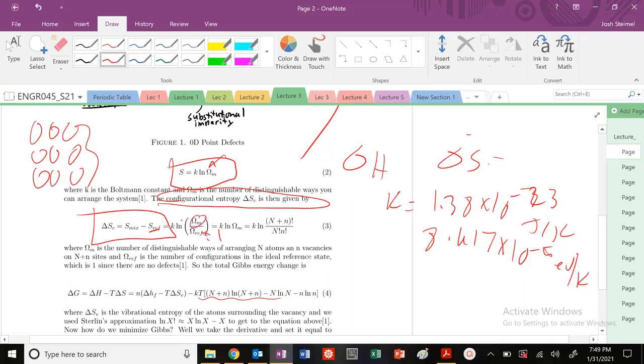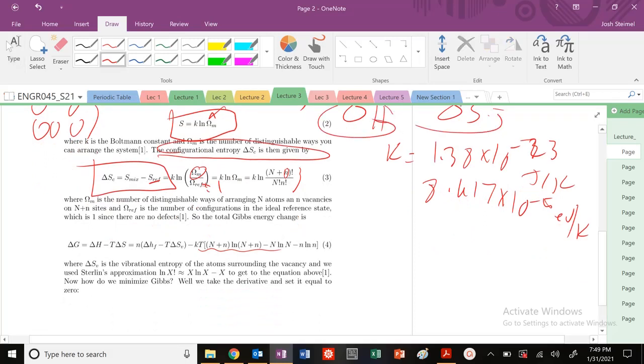What about the number of ways I can reconfigure if I instead erase an atom? Well, there are multiple ways now. This is arranging n number of vacancies on N plus n number of lattice sites. That is just going to be our binomial coefficient, so it's going to be this factorial term. So we now know how to write delta S.